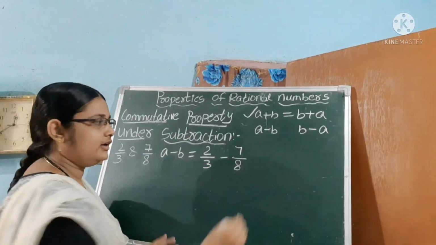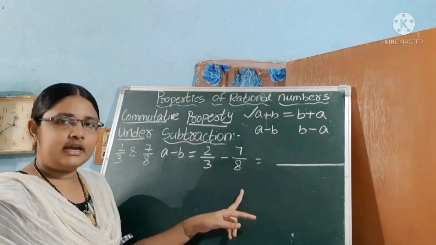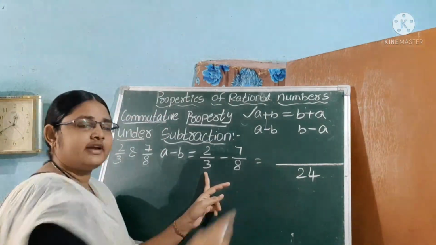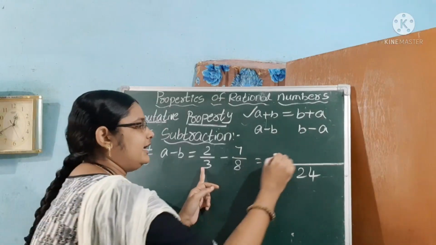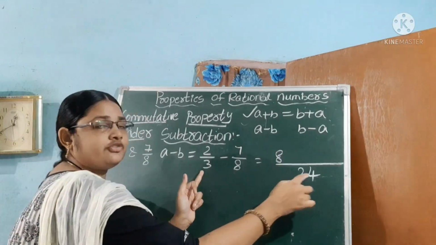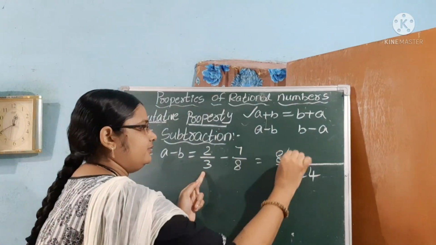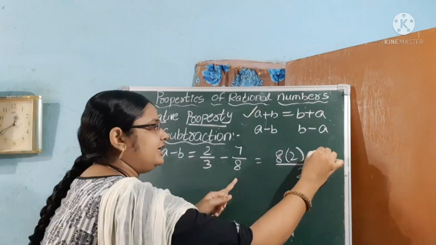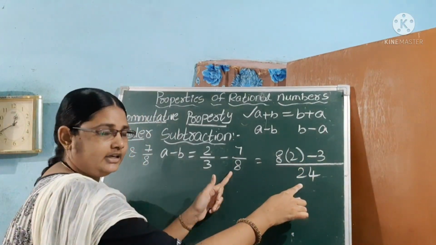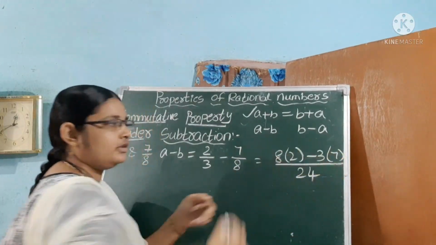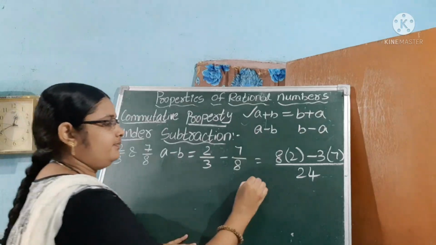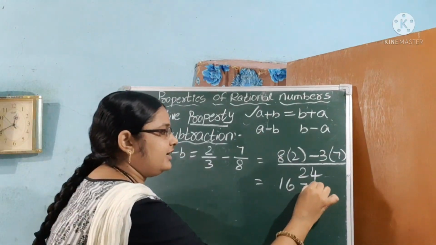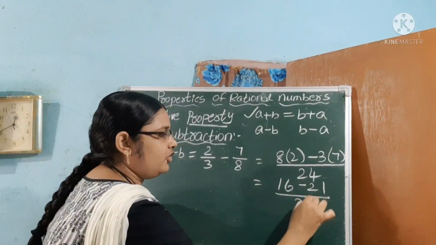Is it clear? So what's the LCM of 3 and 8? 3 8s are 24. Okay, 3 table in 24. How many times? Very good, 8 times. 3 8s are 24. Okay, and numerator. Minus, 8 table in 24. How many times? Very good, 3 times. 8 3s are 24 and numerator. Did you understand? Is it clear? 8 2s are 16 minus 3 7s are 21 by 24.